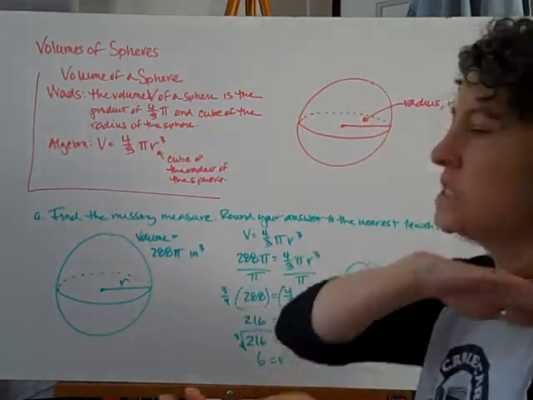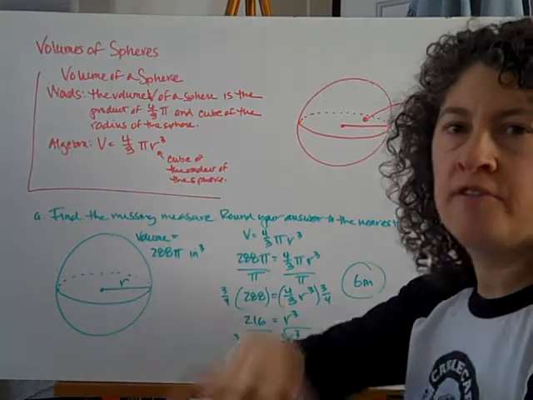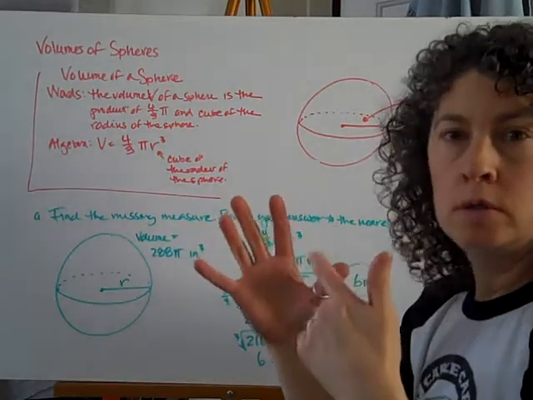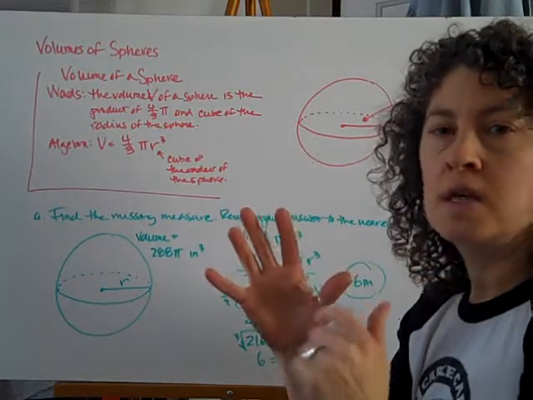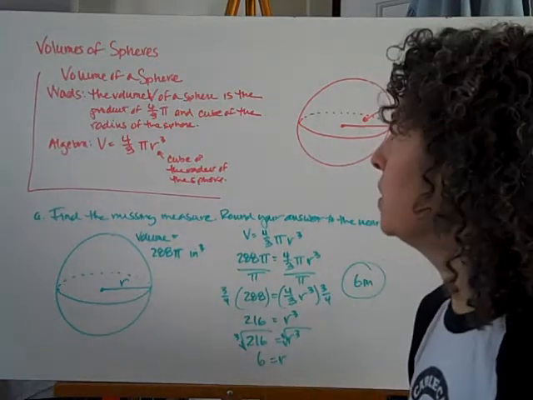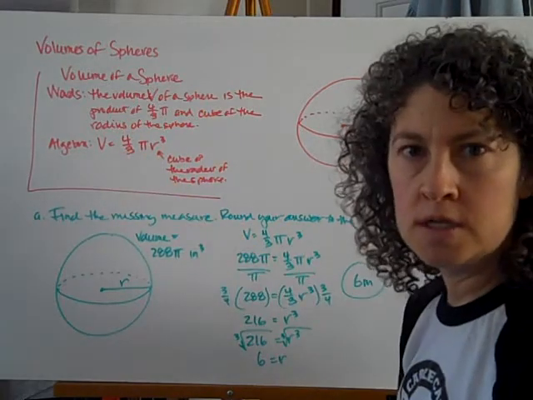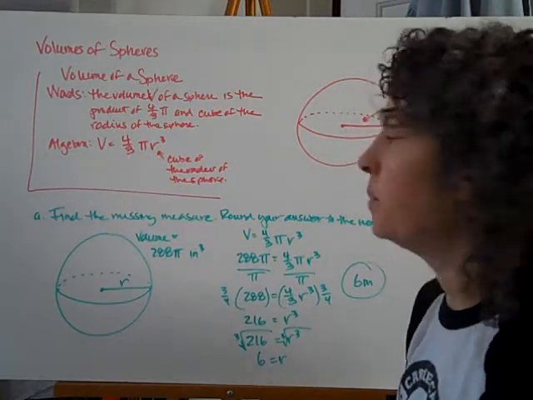If you think about slicing the sphere in half, like a watermelon or a cantaloupe, you'd end up with a circle on that half. The radius goes right through the middle of that sphere. So volume equals 4/3 pi r cubed is how we find the volume of a sphere.